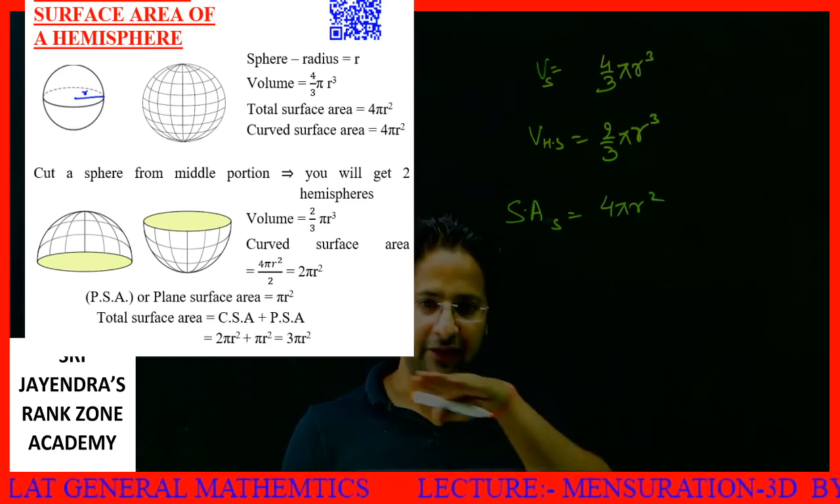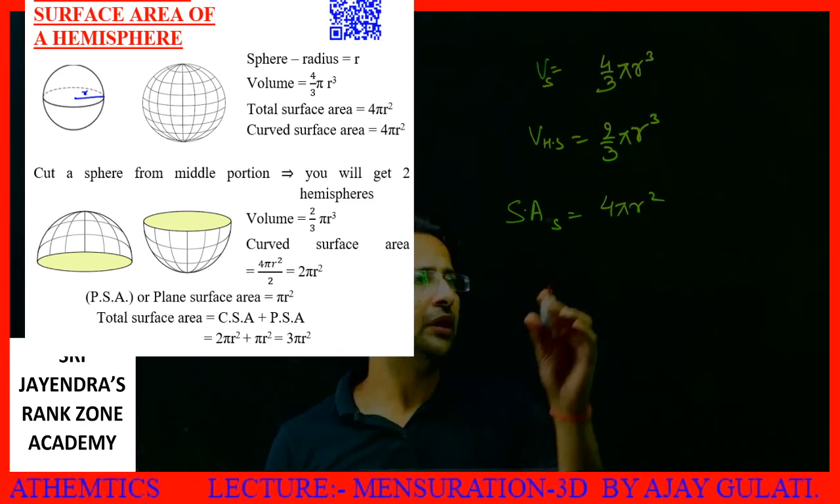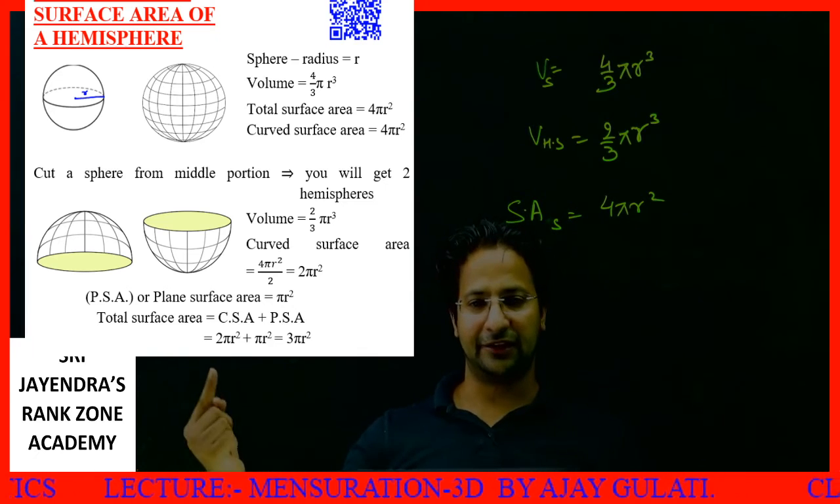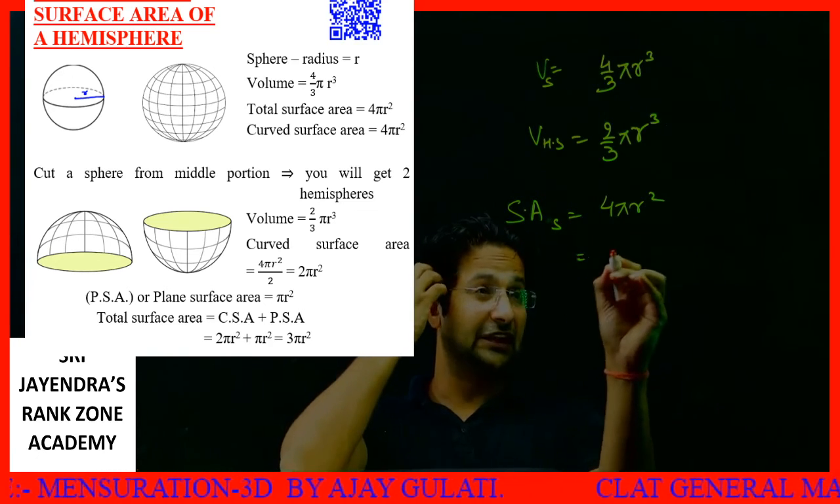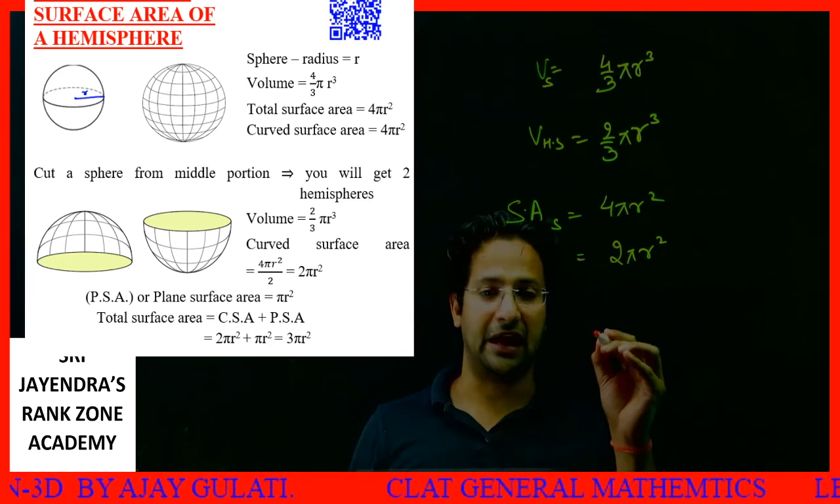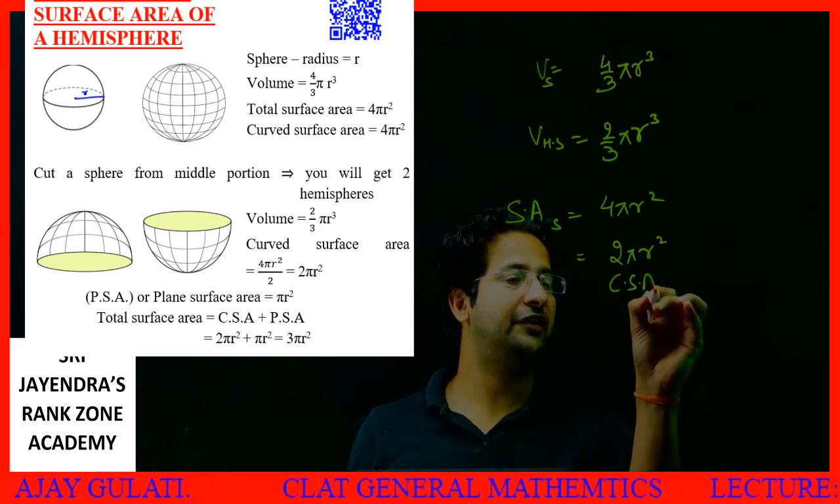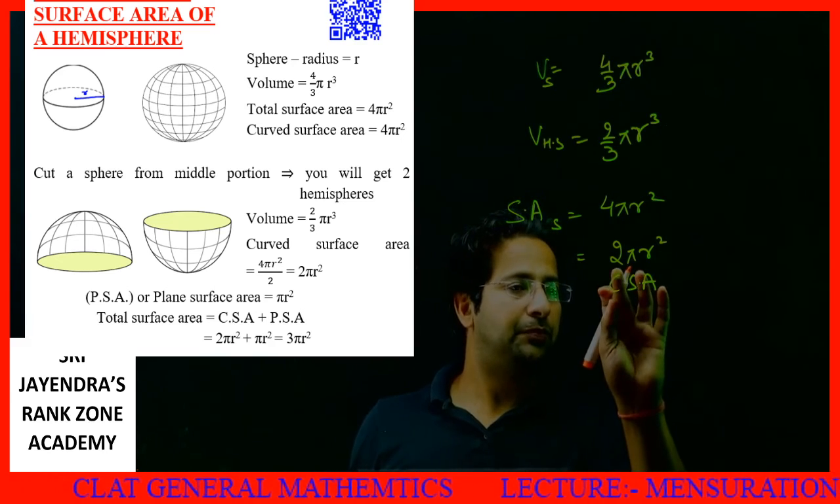This is a lemon. When I cut it, as you can see in the diagram over here, you will get one part. Let's say this one part, the one right above my finger. Its surface area will be 2 pi r square. It will get half. This is the curved surface area, my dear student.